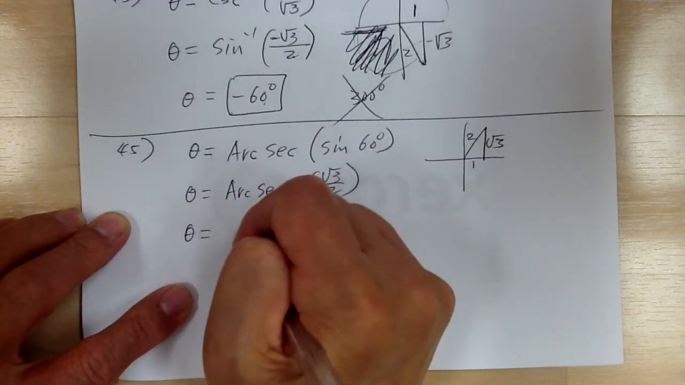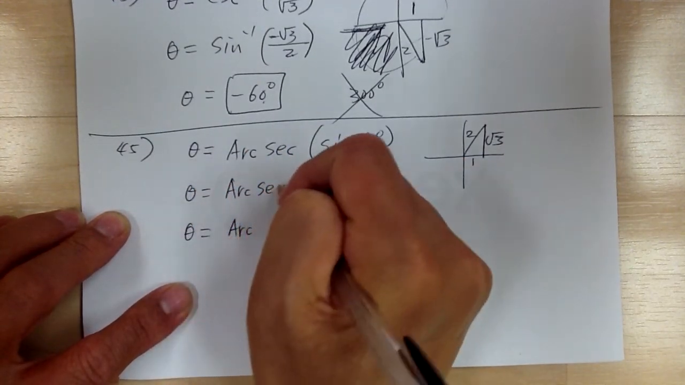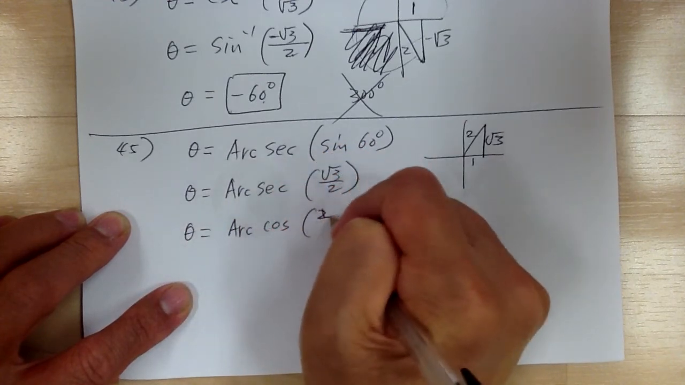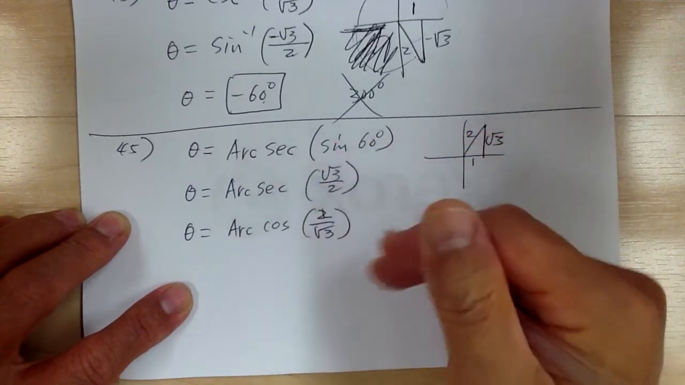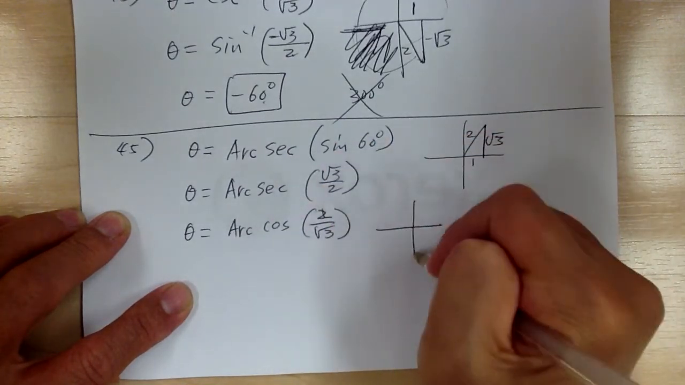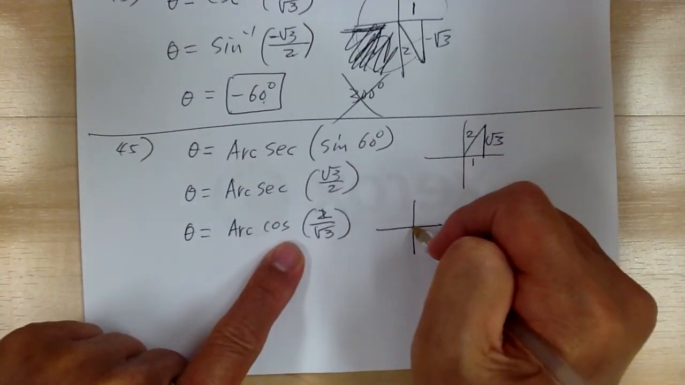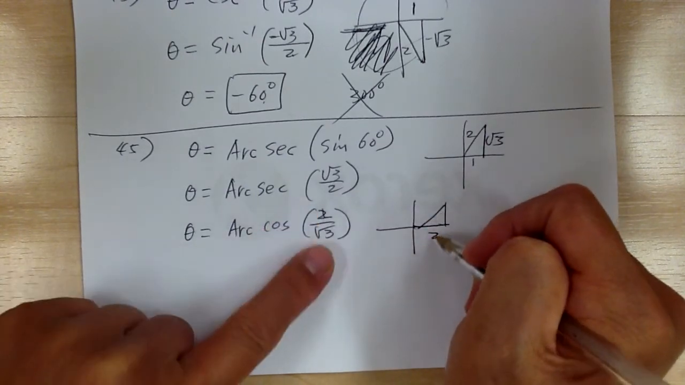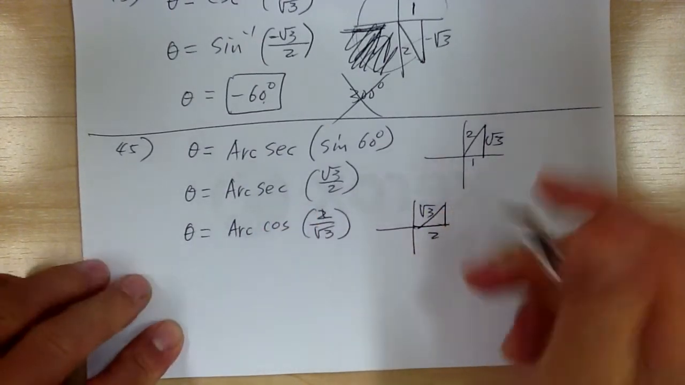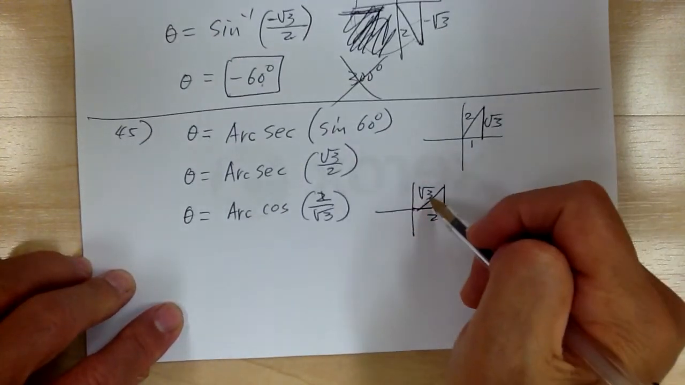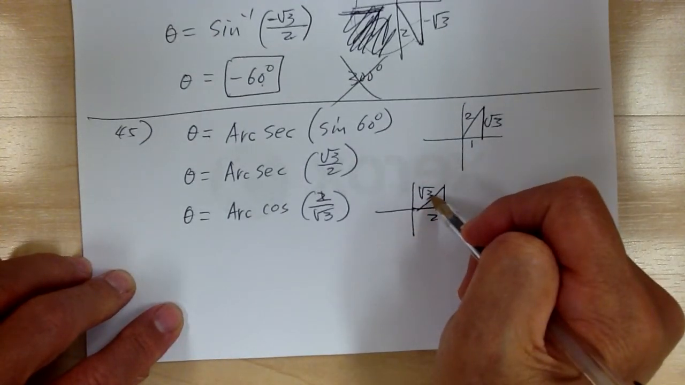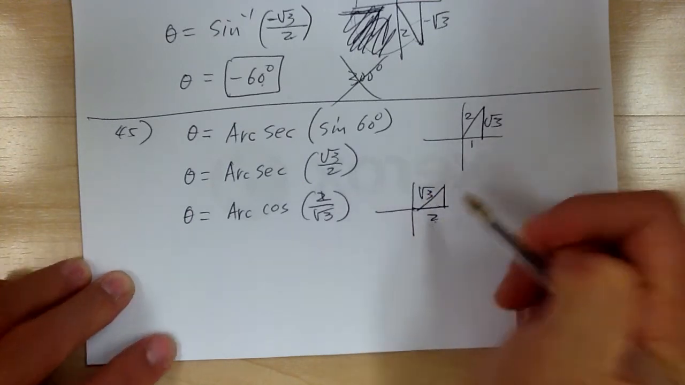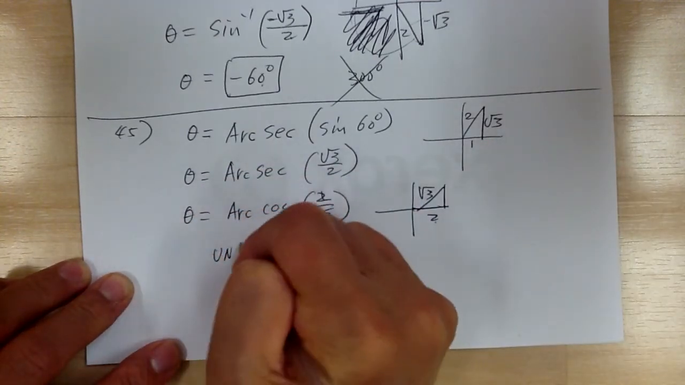So arc secant, okay, came from secant, which came from cosine, and so you're going to get 2 over square root of 3. Right, you flip it over. Now when you draw your triangle, cosine is horizontal, so you're going to get 2 over here, and over square root of 3. And again, this is impossible, because the hypotenuse is square root of 3, which is 1.7. So 1.7 is less than that, so it's impossible. So this is undefined.